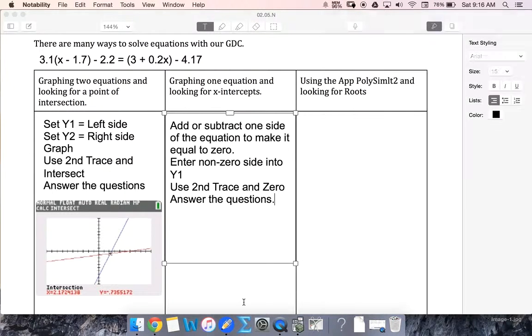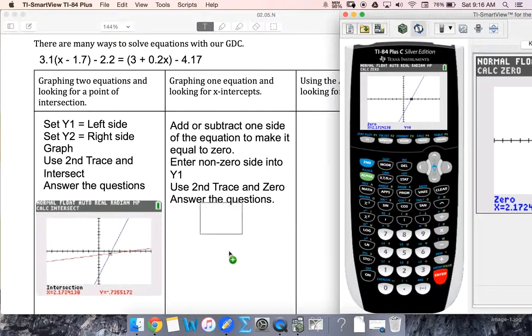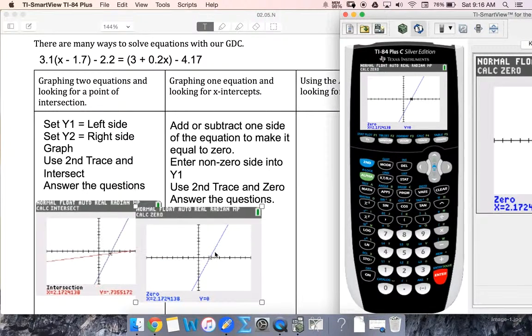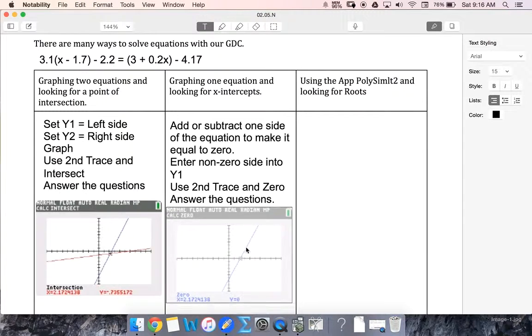and again, we'd give our answer to 3 significant figures. So over here, I have now used the 0 function, or the x-intercept method. And that's that method.